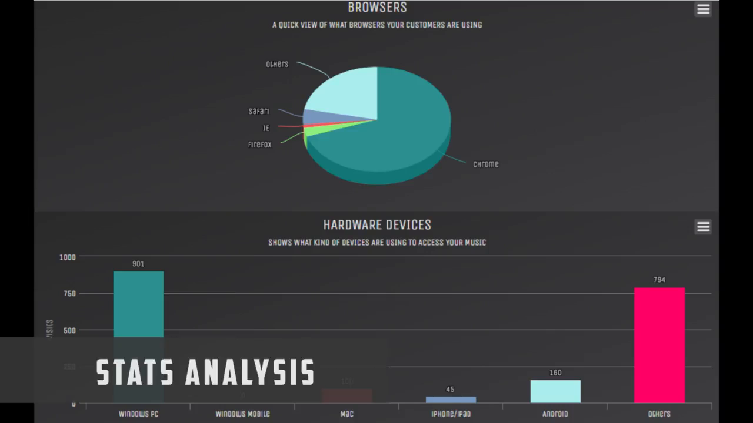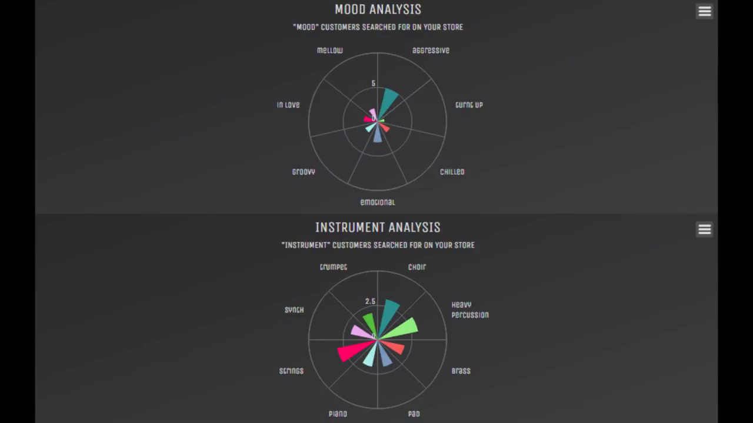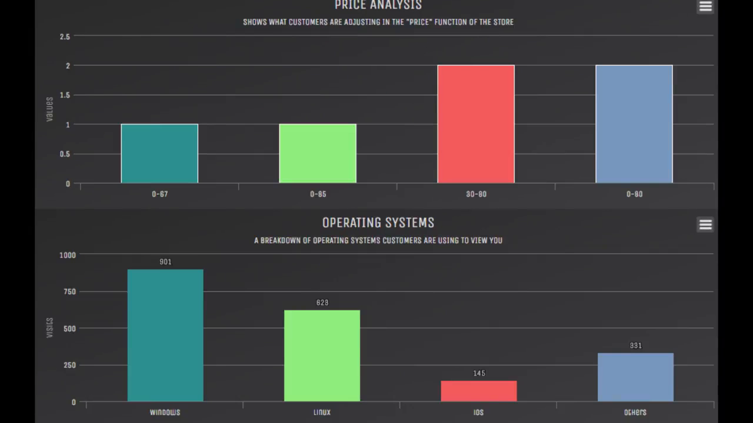The next thing we have here is stats analysis. Now you can see where your stats come from, on which browser, phone, which genre, and mood is most searched for in your store, and so on. You can also select the date range and get insight on what customers want and like most, on a particular date or whatever the case may be.